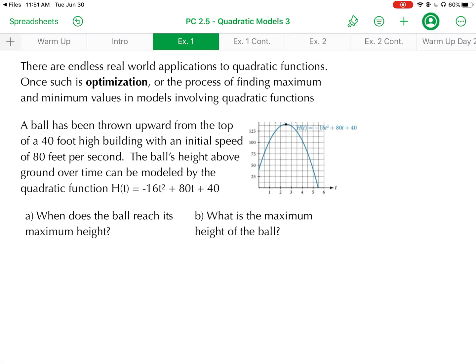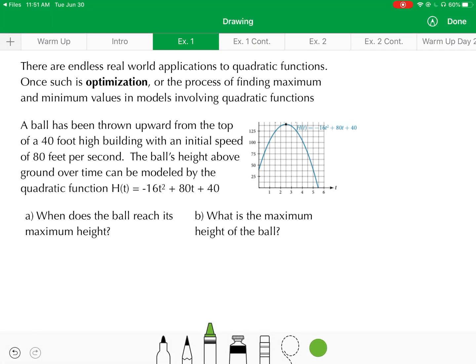So you can see we have a graph depicted here. You can visualize if I throw this ball up, gravity is eventually going to take over and push it back down. So there should be some sort of a parabolic motion to the path of the ball. I'd like to know when does the ball reach its maximum height, and then what is the maximum height of that ball? Basically we're trying to focus on the vertex of this particular parabola. We want that vertex right there.